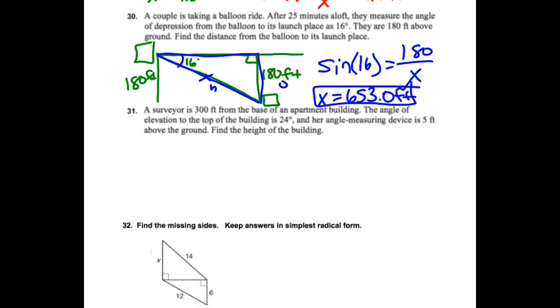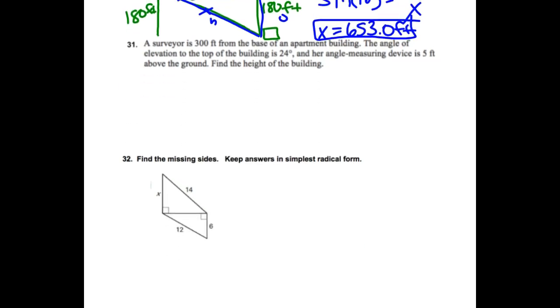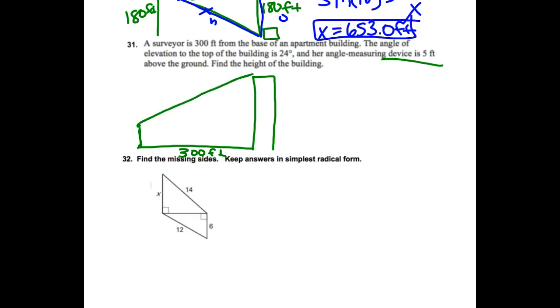So now we're going to try another one. With all these word problems, the key really is in the picture that you set up. So we've got a surveyor who is 300 feet from the base of an apartment building. So here's my apartment building. He's going to be 300 feet away. Okay, so this is going to be my little surveyor. The angle of elevation to the top of the building is 24 degrees, and her angle measuring device is 5 feet above the ground. Since her device is 5 feet above the ground, that tells me that the angle is not going to start at her feet down here, but at this top right here. So I'm going to take that angle of elevation, go up from there.